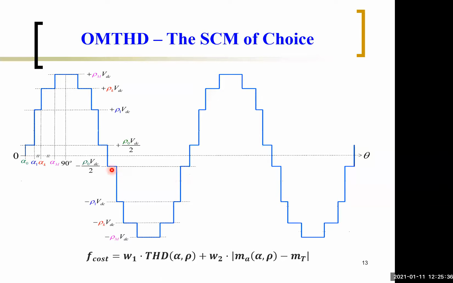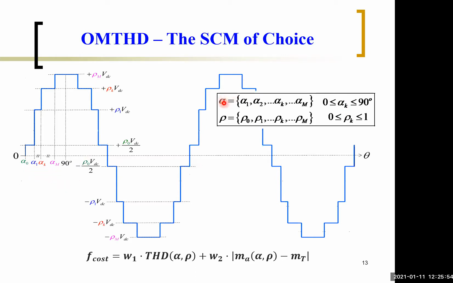So this is the general structure of SCM. It can be either with an even or odd number of voltage levels. In that case, rho 0 is different than 0. If it's odd, then rho 0 will be 0. So we have rho 0, then rho 1 times DC, and rho 2, rho K, up to rho M, and you have alpha 1, alpha 2, alpha 3, and so on. These are the switching angles up to 90 degrees. So you have alpha 1 to alpha M, and they're all between 0 and 90 degrees for the quarter wave. And you have the rhos, the DC voltage ratios, normalized between 0 and 1. So this is the general structure of an MLI waveform.